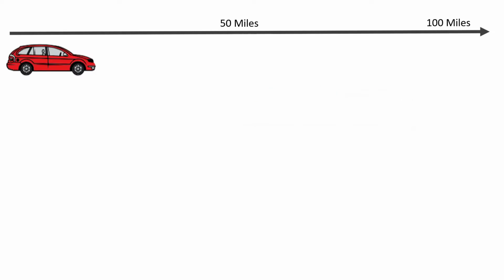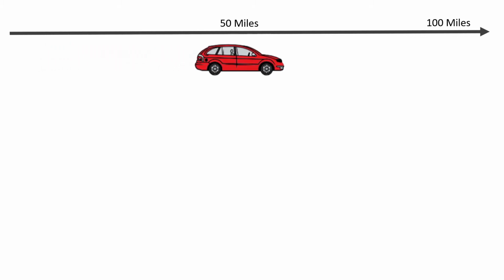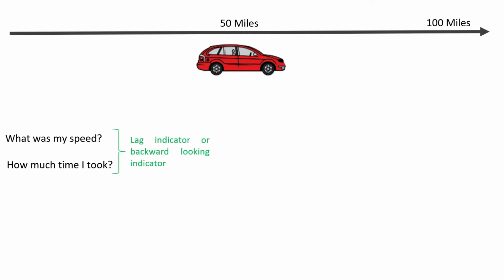You have undertaken a journey which requires you to cover 100 miles. After completion of 50 miles, you take a break and evaluate what was your speed, how much time you took. This indicates lag indicator or backward looking indicator. You are evaluating something which cannot be undone. But you still need to cover 50 more miles.